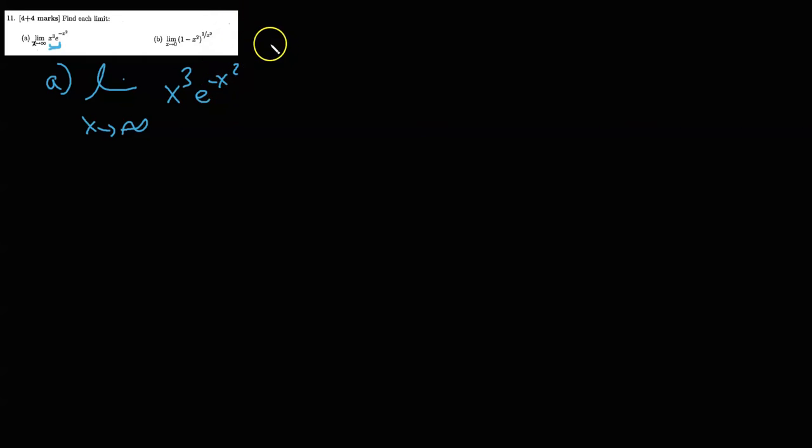So what would you do here? We see right here that obviously this can go in the denominator, right? So if we can rewrite this, x cubed over e to the x squared. Now we still don't know what to do, right? Because if we plug in infinity, we don't know what it means, right?